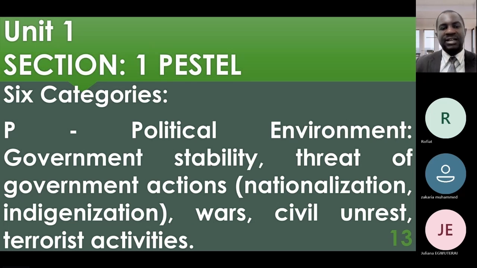So whatever way, whether the TLE or TEL, whichever comes first is fine, based on your understanding. For the political environment, we have government instability as one of the components. An example is threat of government actions like strikes, nationalization, indigenization of some corporations, like we saw the case of NEPA move to PHCN, move to privatization by KEDCO and all the discos. And we have issues of war, unrest, terrorist attacks, activities, insurgencies, kidnapping. These are all activities that speak to the political environment.